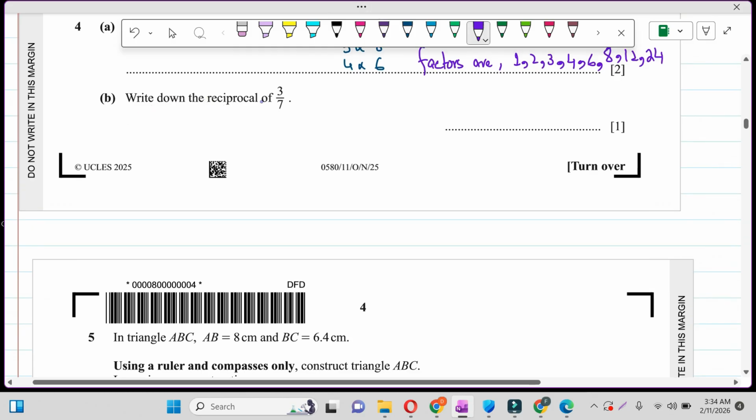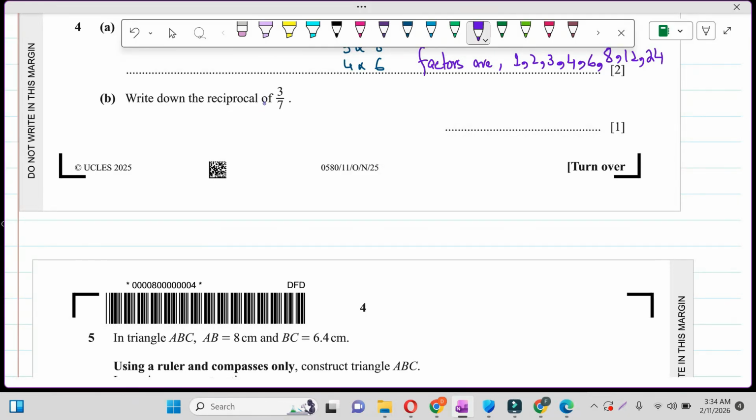Part B, write down the reciprocal of 3/7. We know that to reciprocate, we have to convert the numerator into denominator and denominator into numerator. So this one is a numerator and this one is a denominator. So the reciprocal of this fraction is 7/3.